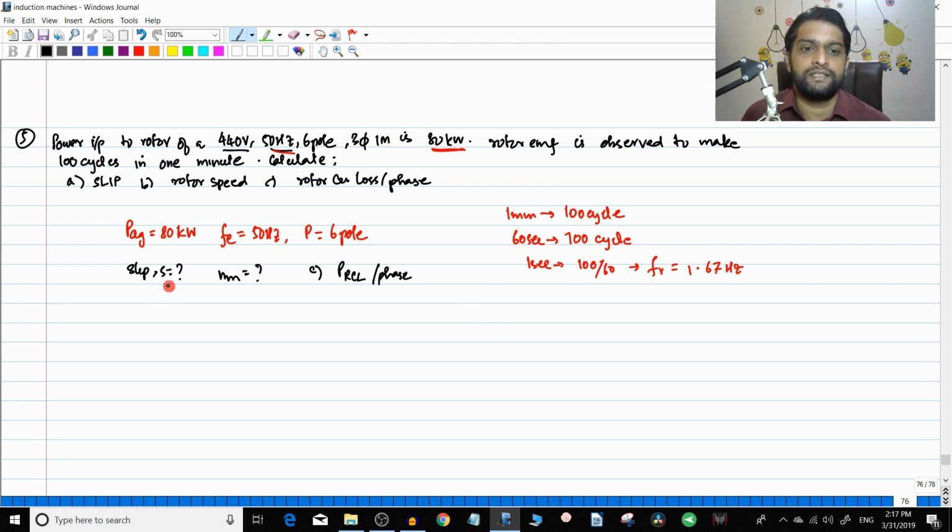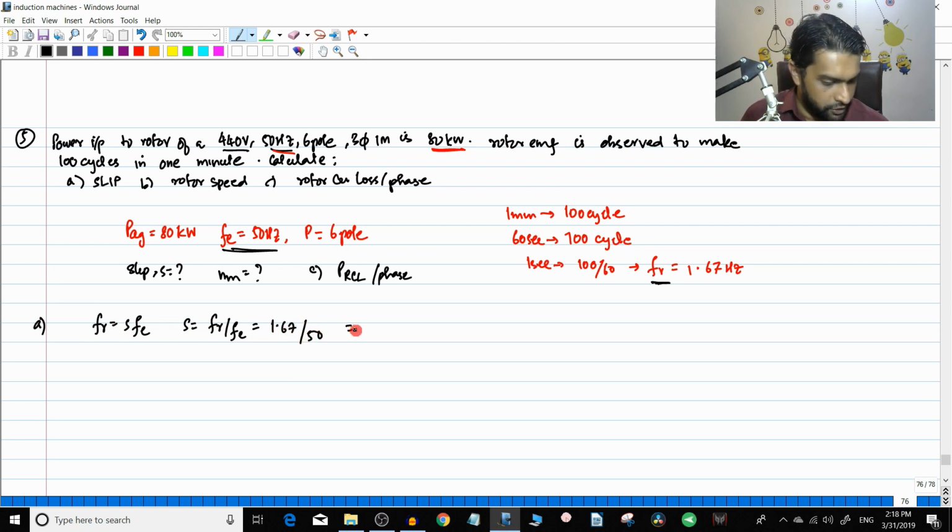So let's first start by finding the value of slip. You know that you have the value of F electrical and the value of FR also. So FR is equal to S into FE. So S will be equal to FR divided by FE. So this is 1.67 divided by 50. So the slip value will be equal to 0.0334. Okay, so that is the first part of the question.